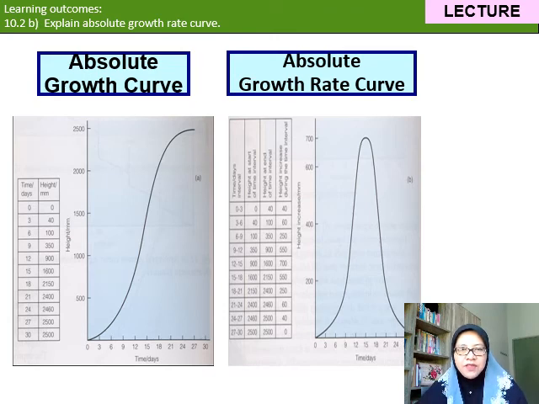For the conclusion, before I end my lecture, there are two types of growth curve, absolute growth curve and absolute growth rate curve. Absolute growth curve is when a parameter is measured at intervals over a period of time, while absolute growth rate curve is when an increase in size is measured over a series of equal time intervals.